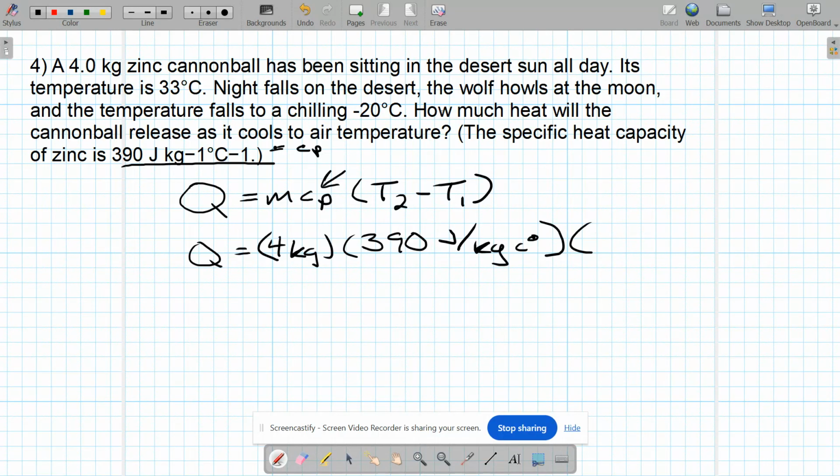Now, remember, it's the final minus the initial, right? So technically, it's going to be negative 20 degrees Celsius minus 33, because the initial is 33 and you have the negative sign here. So you're subtracting whatever the initial temperature is.